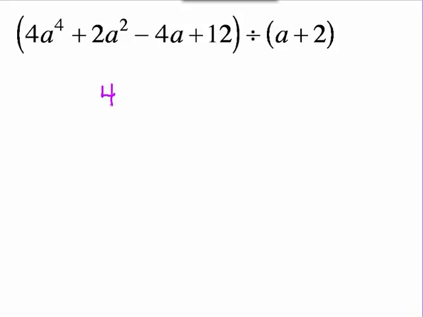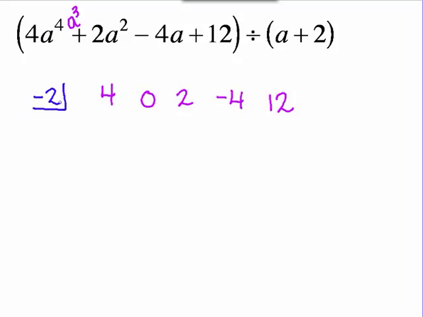What's my next number got to be? 0. Why is my next number going to be 0? Because there's no a cubed in there. So since there's no a cubed, I'm going to put a 0 for that. Then my a squared will be next, then my a, then my number. So you have to go in descending order. If you're missing a term, you have to insert it with a 0. What am I going to divide by? Negative 2, because remember, we always use the opposite of that number.